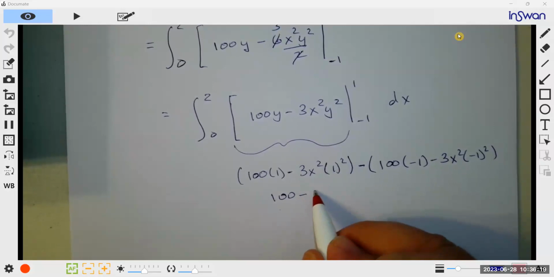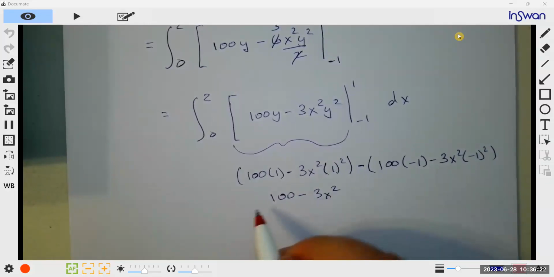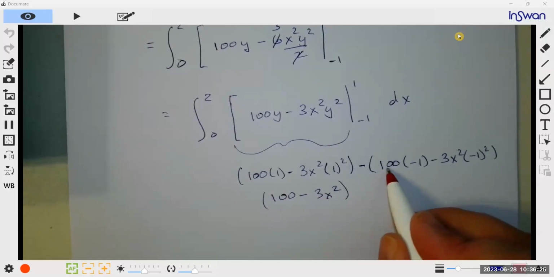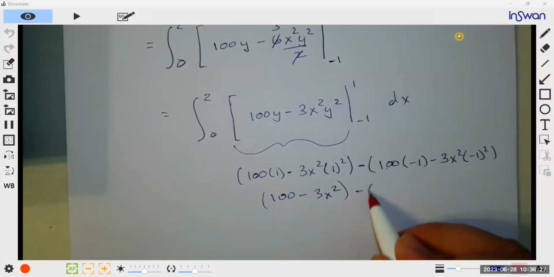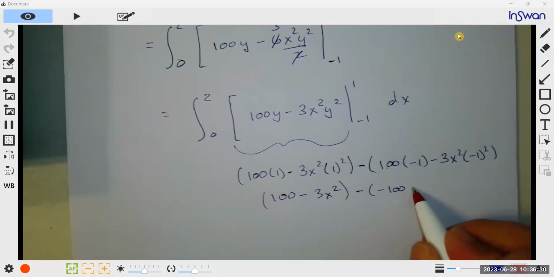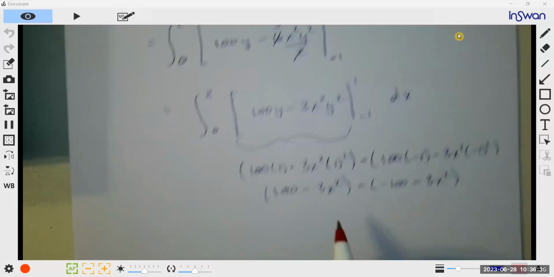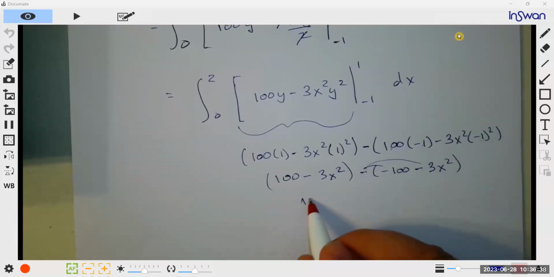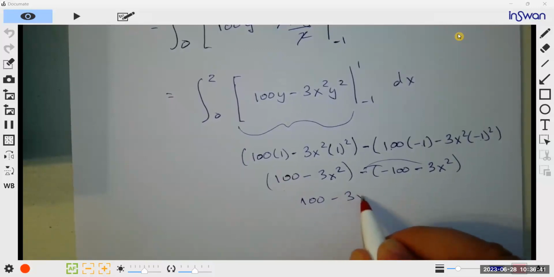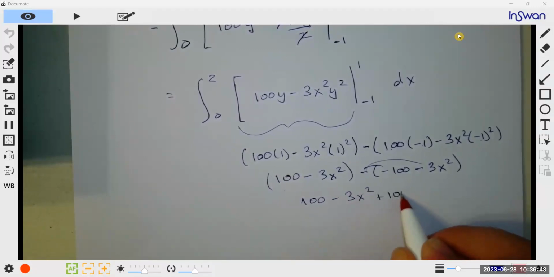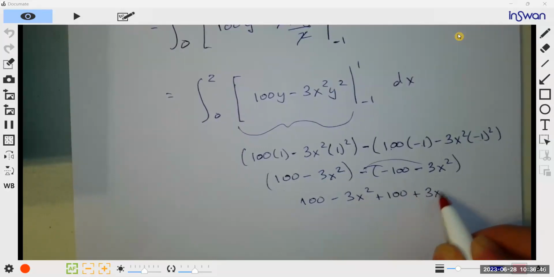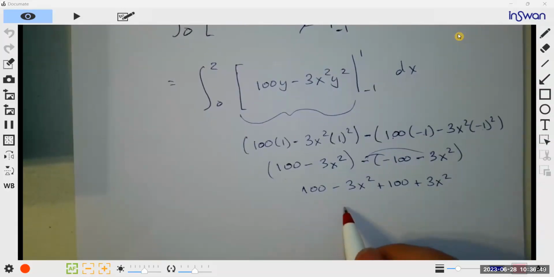One squared is 1. 100 times -1 is -100. -1 squared is 1. So we distribute that negative sign. Plus 100 plus 3x squared, which gives us 200. Ooh, the 3x squareds cancel.